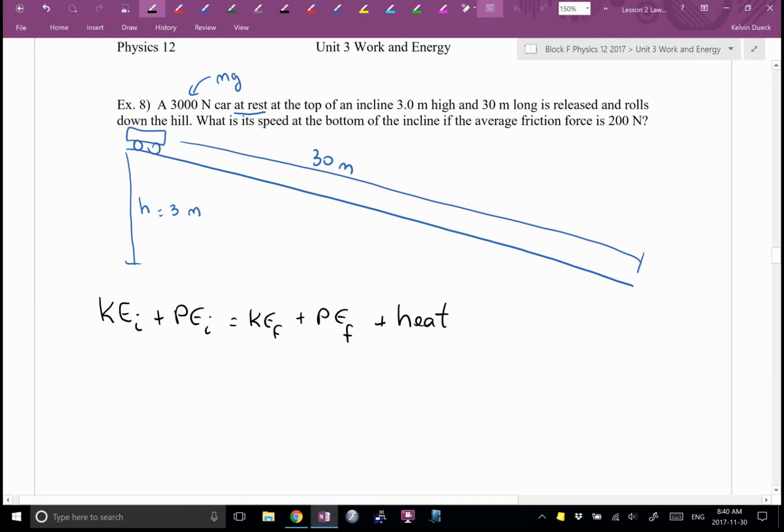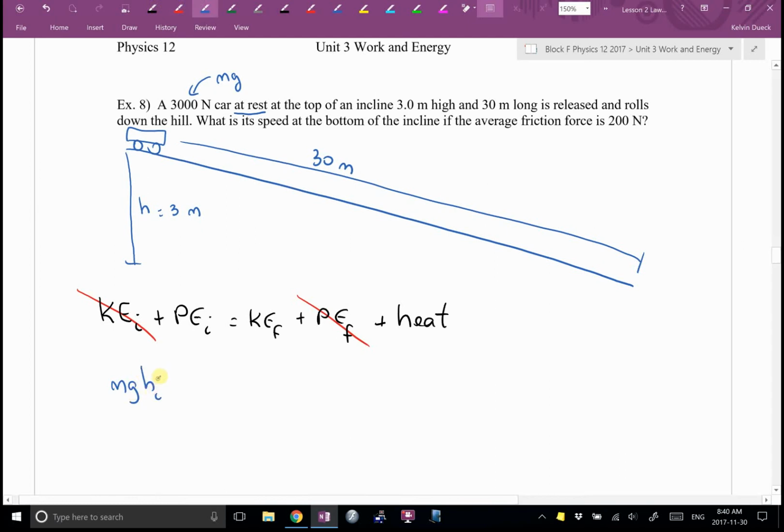Now, kinetic energy is a half mv squared. What I'm really saying is, is there ever a time when our speed is 0? Which one? I'll give you a hint. It's either initial or final. Which one? Okay, so we can cross this out. Are any of the potential energies 0? Which one? Yep. So I end up with this.